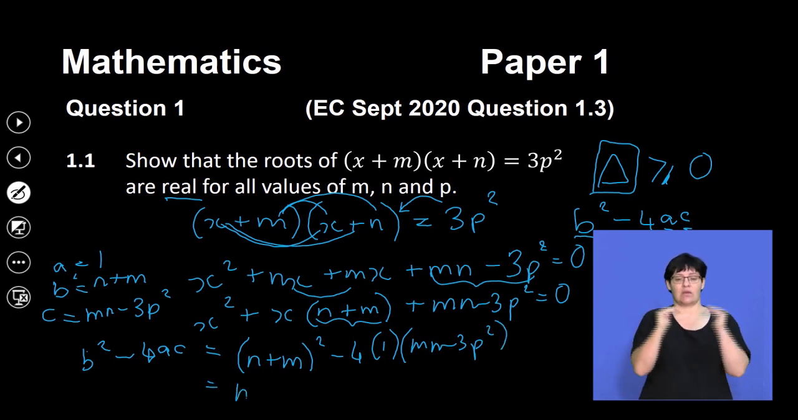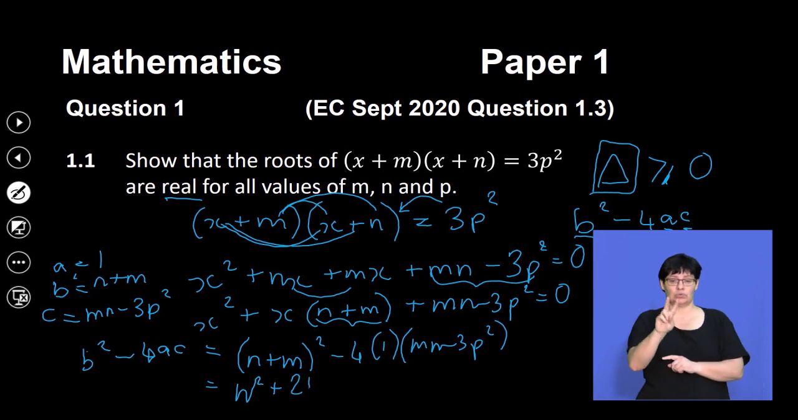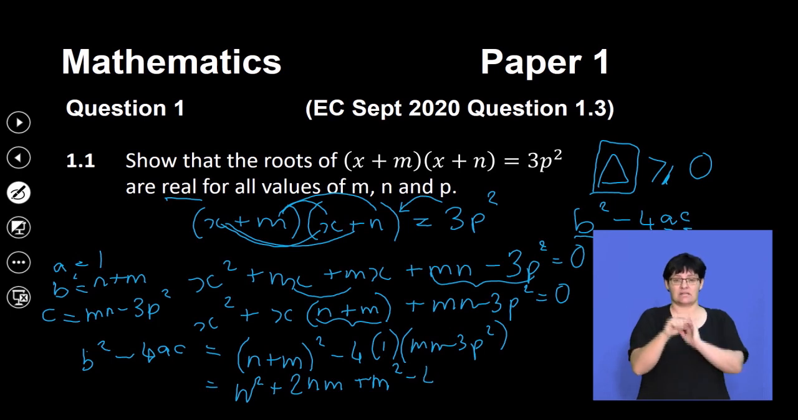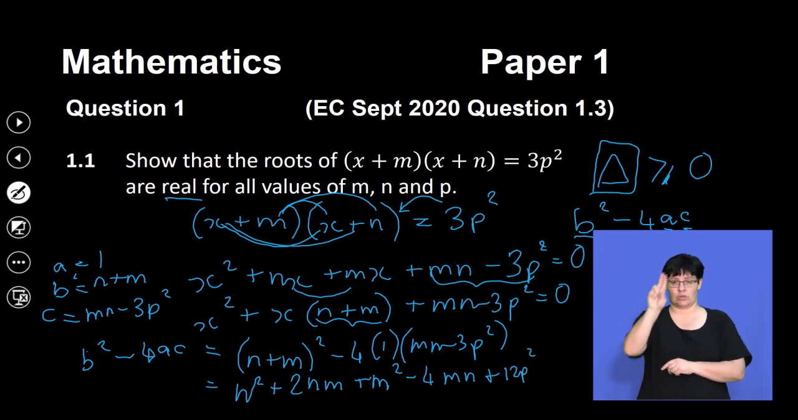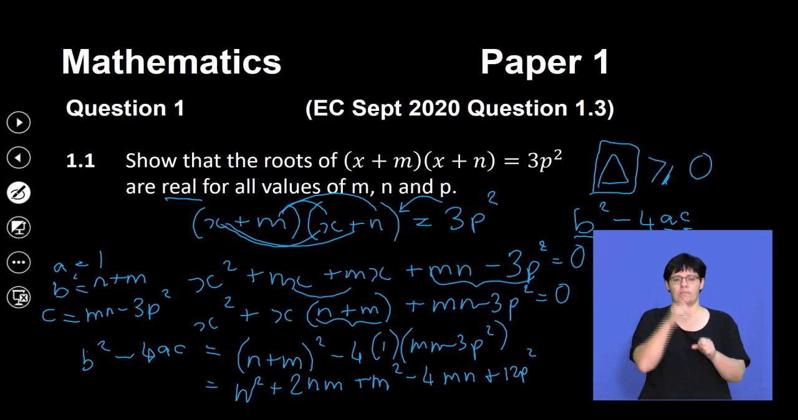Okay, that is equal to n squared plus 2nm plus m squared, and then that's minus 4mn plus 12p squared. Okay, I'm going to go to the next page. Sorry, I have to go back. Okay, so we had n squared plus 2nm plus m squared minus 4mn plus 12p squared.